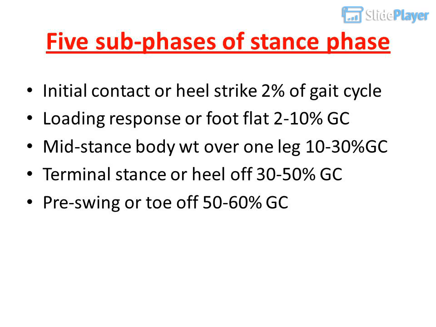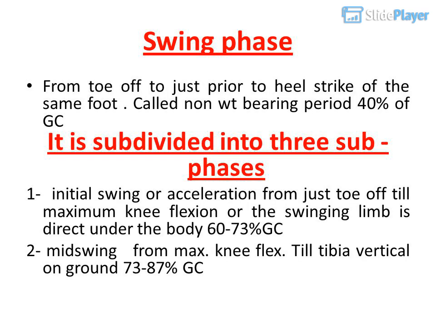Initial contact or heel strike, 2% of gait cycle. Loading response or foot flat, 2 to 10% GC. Mid-stance, body weight over one leg, 10 to 30% GC. Terminal stance or heel off, 30 to 50% GC. Pre-swing or toe off, 50 to 60% GC.